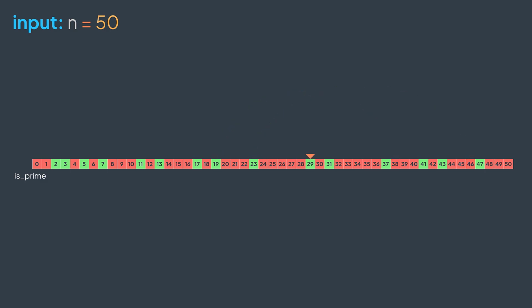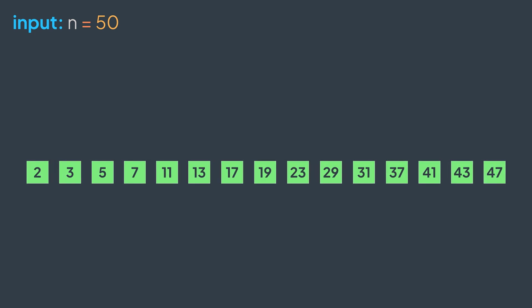Then 29, no multiple smaller than or equal to 50. Then 31, same thing. 37, same thing. 41, same thing. 43, same thing. And 47, same thing. We finished traversing the array, so cells that are still true are cells of prime numbers. We have 2, 3, 5, 7, 11, 13, 17, 19, 23, 29, 31, 37, 41, 43, and 47.